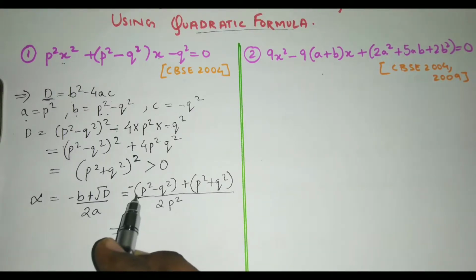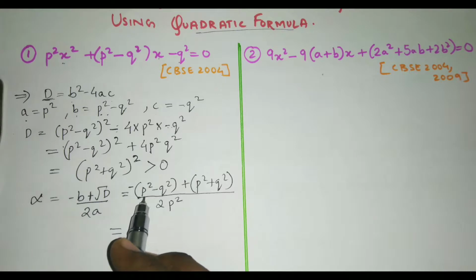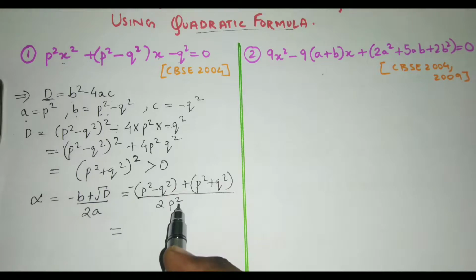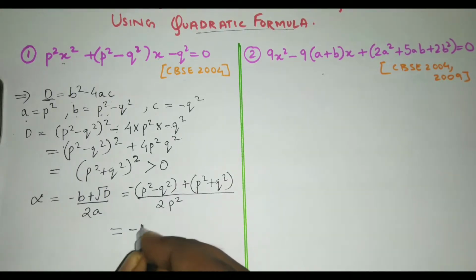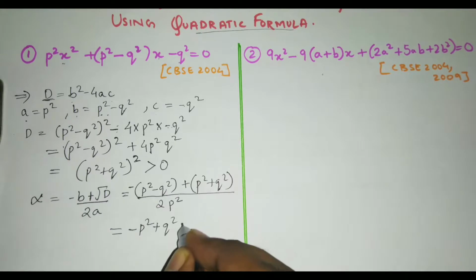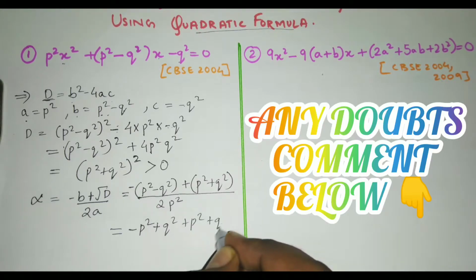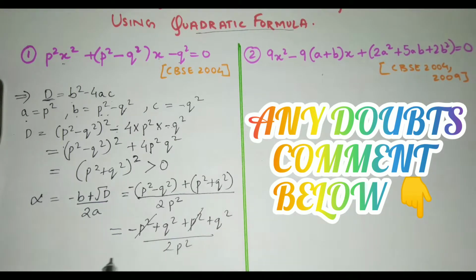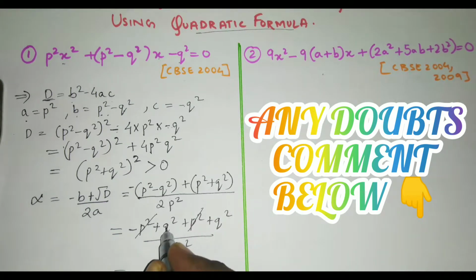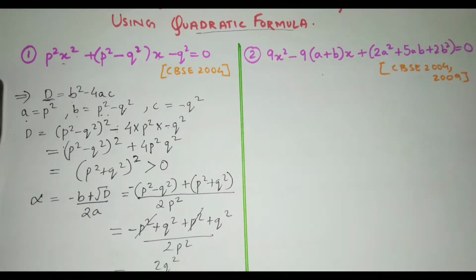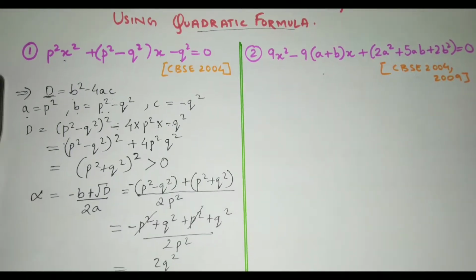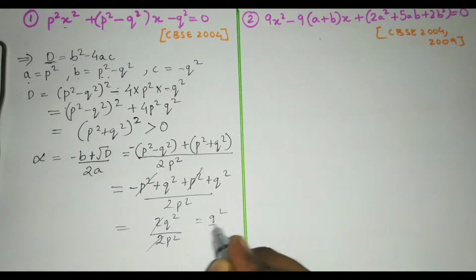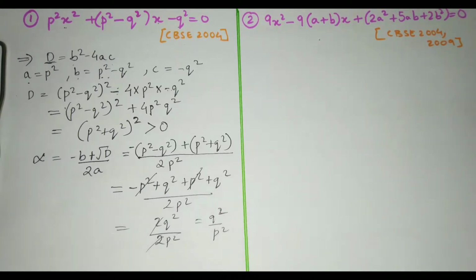When you simplify, this becomes minus p square plus q square plus p square plus q square. The p square terms get cancelled. Now q square plus q square is 2q square by 2p square, and the 2 gets cancelled, so we can write q square by p square. So one root we got.